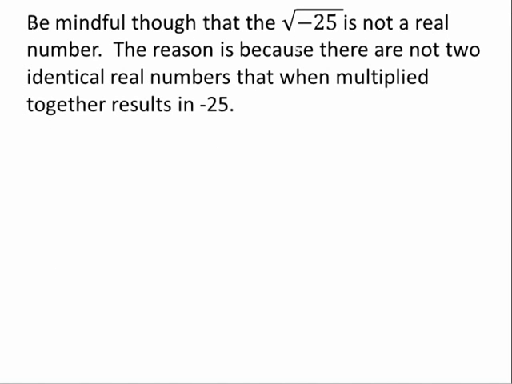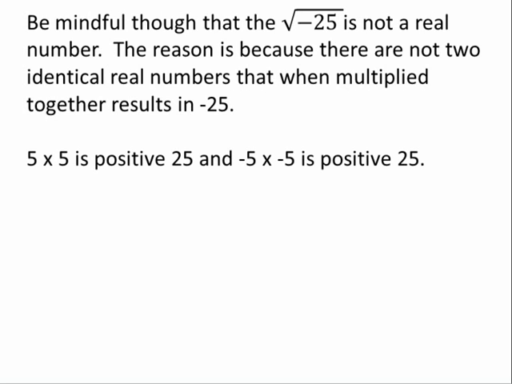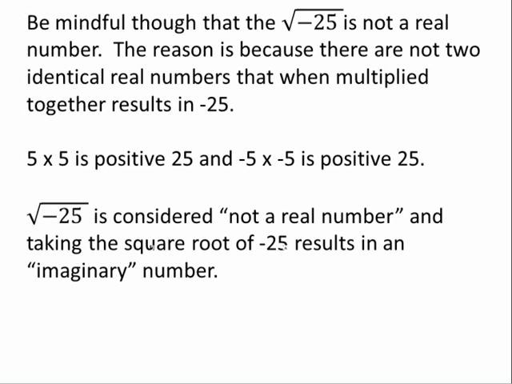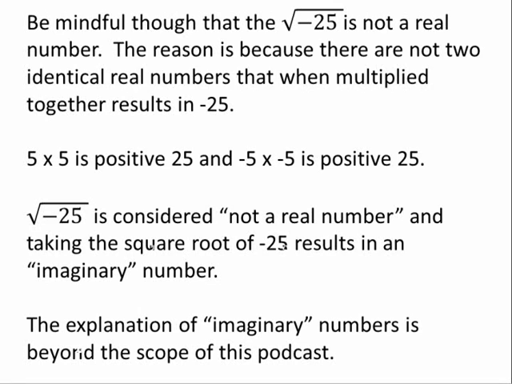Be mindful, though, that the square root of a negative number, such as -25, is not a real number. The reason is because there are no two identical real numbers that when multiplied together result in -25. 5 times 5 is positive 25, and -5 times -5 is positive 25. The square root of -25 is considered not a real number, and taking the square root of -25 results in an imaginary number. The explanation of imaginary numbers is beyond the scope of this podcast.